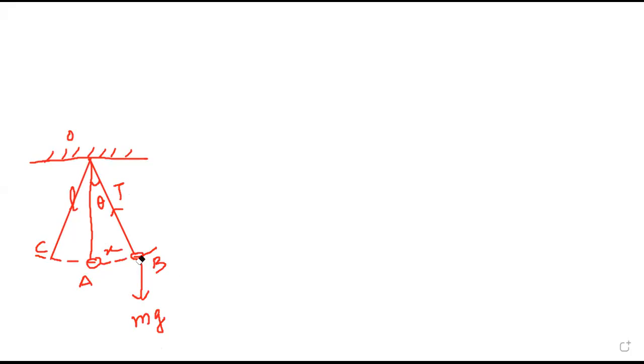Weight mg can be resolved into two rectangular components. This is theta. The component adjacent to theta is mg cos theta and the other one is mg sin theta.